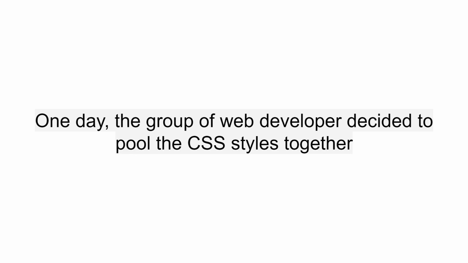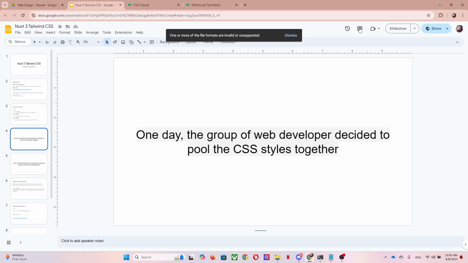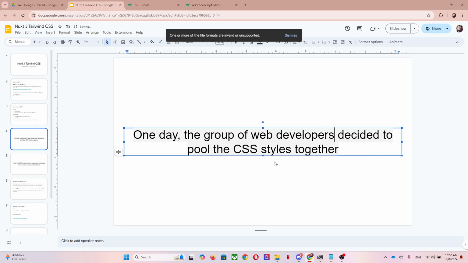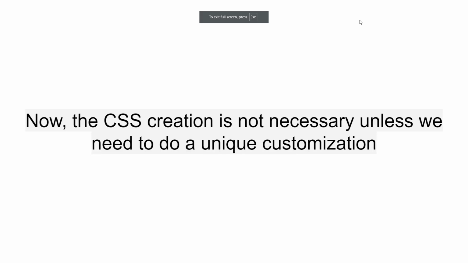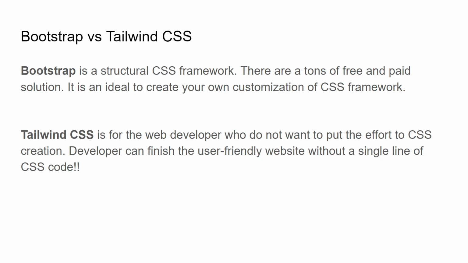So one day a group of web developers decided to pull the CSS styles together. After we put the CSS styles together, we did not need to create CSS anymore, unless you cannot find anyone who has the style you need. If you cannot find it, it's okay, you can write it, but you did not need to. You just use CSS code that someone already created.